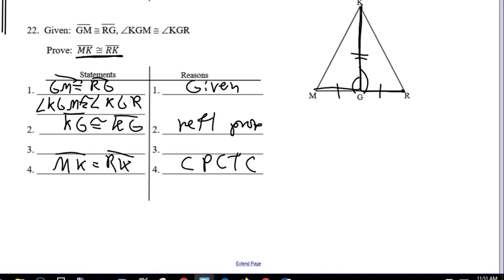What's left? Prove the triangle is congruent. By what rule? SAS. Now the order. Triangle. Here's a hint. Just copy the letters in that order. KGM congruent to triangle KGR. And that's it.